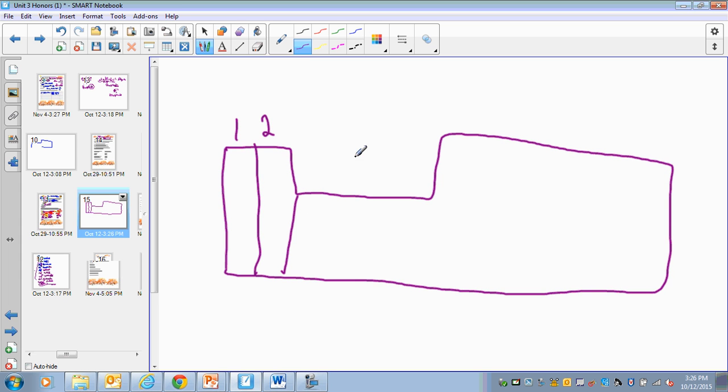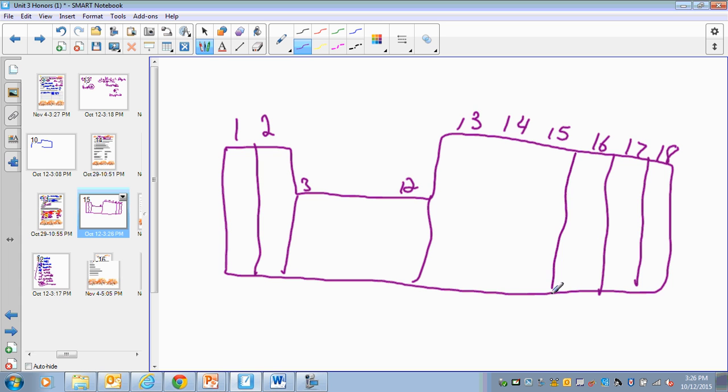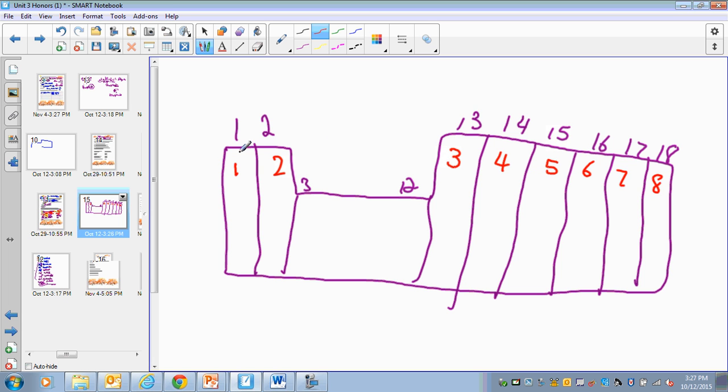Group 1, 2, and then we have 3 to 12. Then we have 13, 14, 15, 16, 17, and 18. So tell me how many valence electrons we have. We have 1, 2, 3, 4, 5, 6, 7, 8 valence electrons. This is how many valence electrons we have.